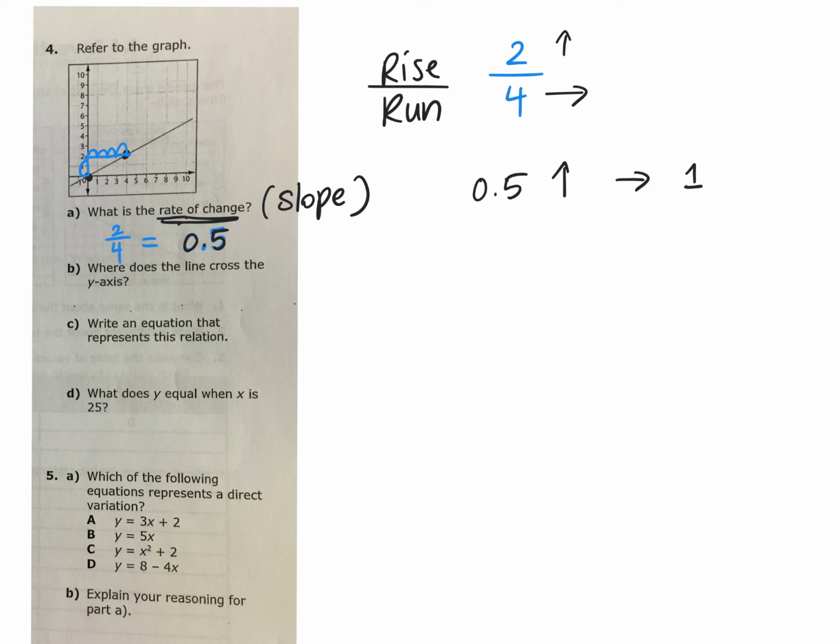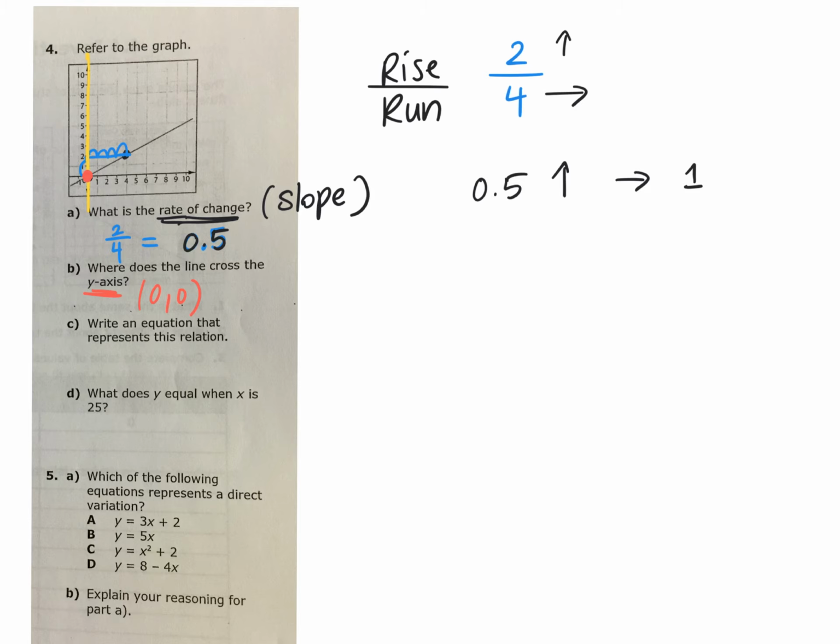So where does the line cross the y-axis? Does it hit the y-axis? Where does it hit the y-axis? Here's your y-axis here. And this is where it touches it, right? So what point? 0. Thank you. It hits the y-axis at 0, 0. Ooh, that's giving you a clue. What kind of relation is this?